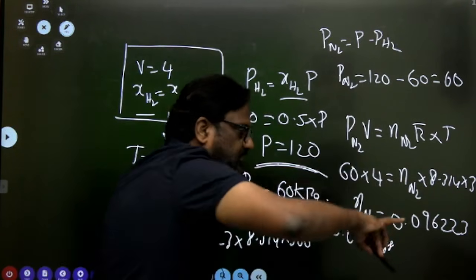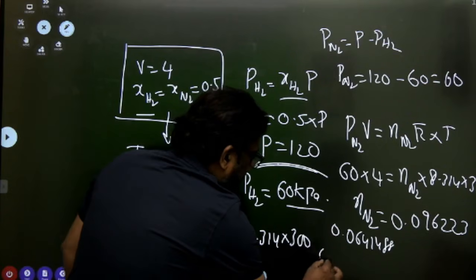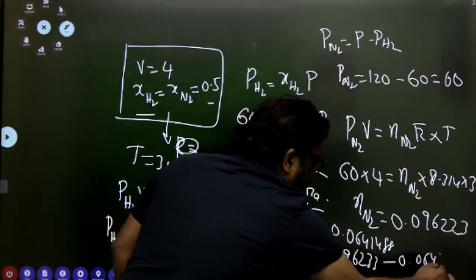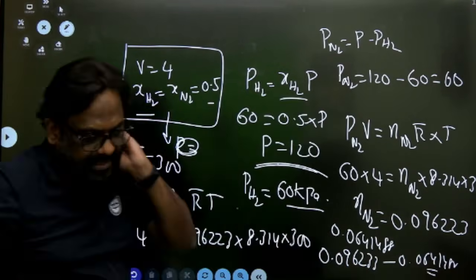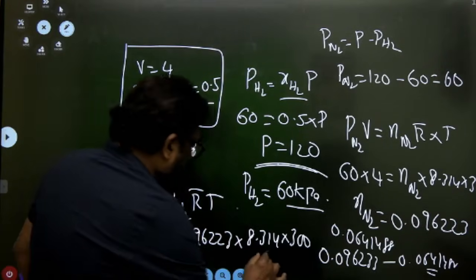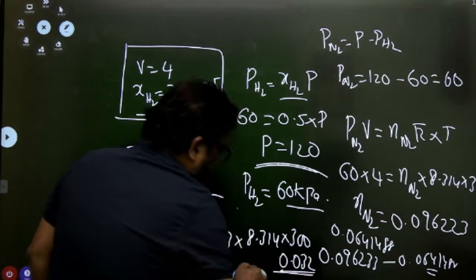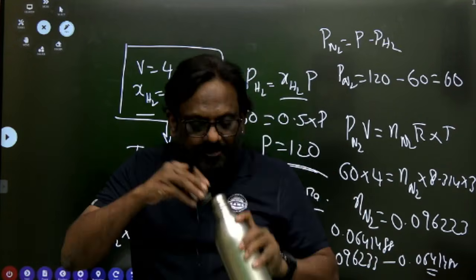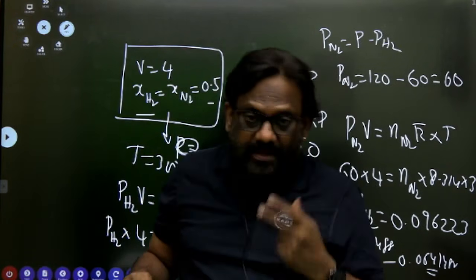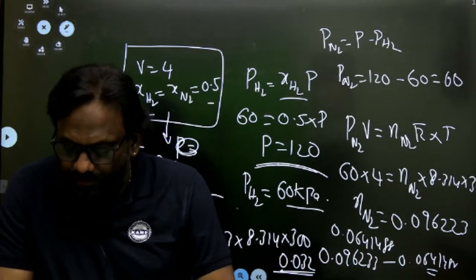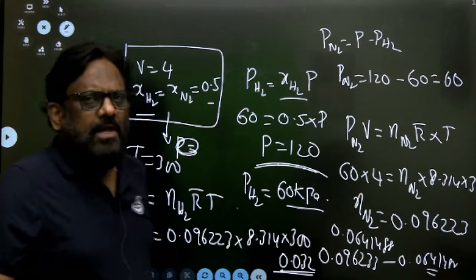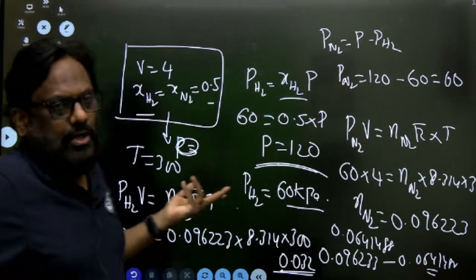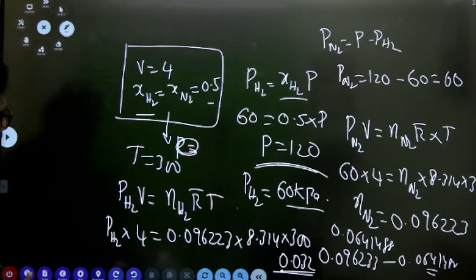So the number of moles added will be final minus initial. If you take the difference of 0.09623 minus 0.0641488, you will get the answer as 0.032 kilomole. 0.032 is the final answer. Is it okay? Clear? It's a good question. The concept is that volume fraction is also equal to mole fraction for an ideal gas, Avogadro's law. Okay, next.